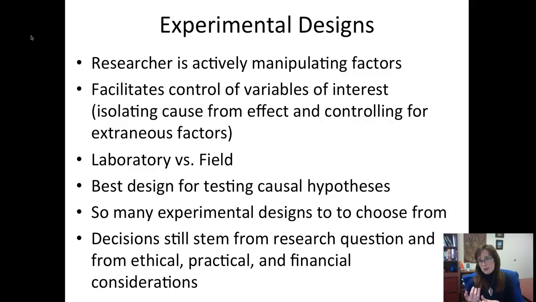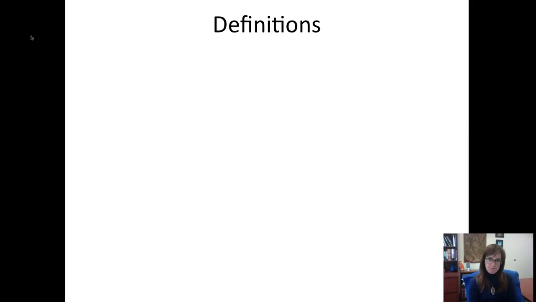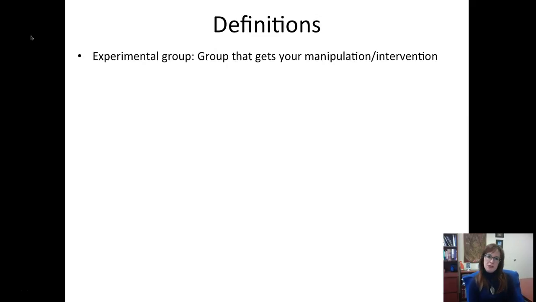And ultimately, as you'll hear me say a million times, the research question is the core of our decision-making processes. We also have to think about ethical, practical, and financial considerations, things like time, access to resources, access to participants, how long we can keep them. All sorts of things like that will play into your decisions about which experimental design is appropriate for your question. So, a quick overview of some definitions, and then we'll jump into some of those experimental designs.